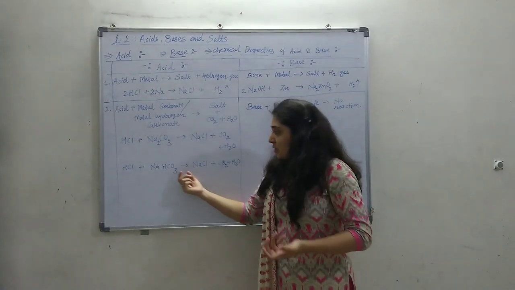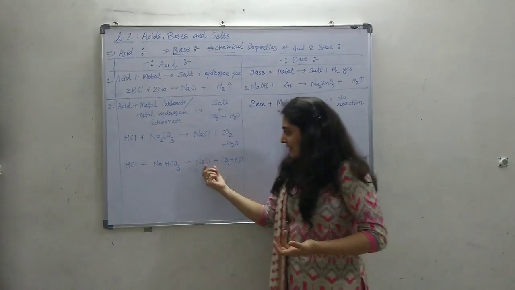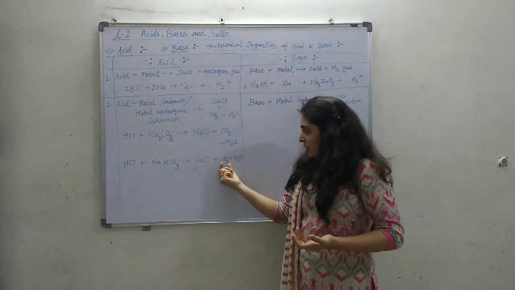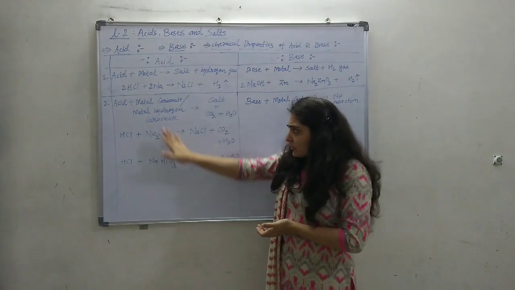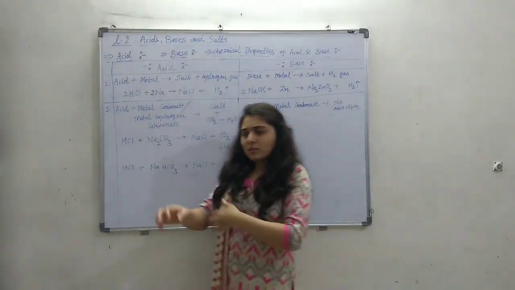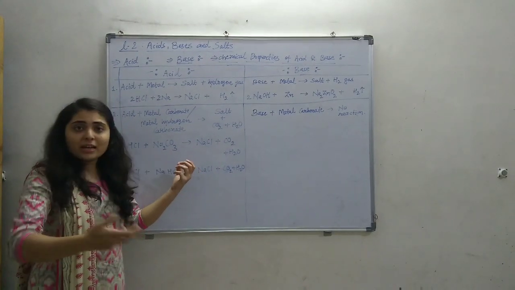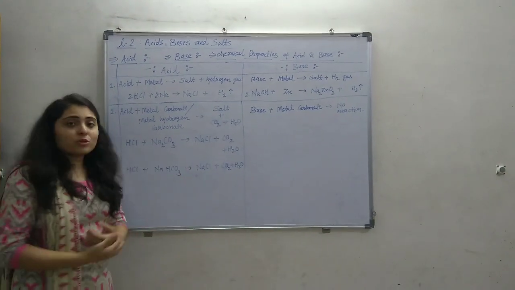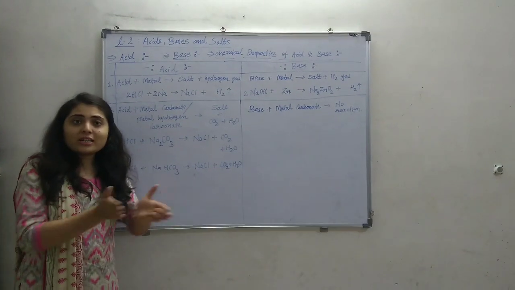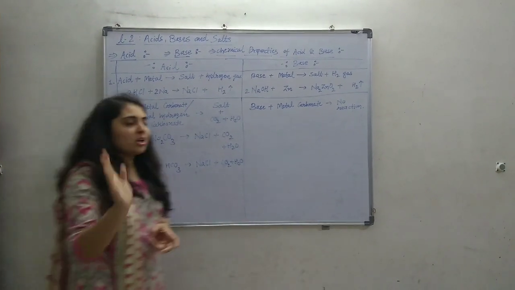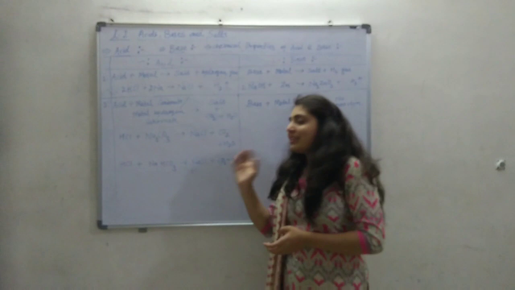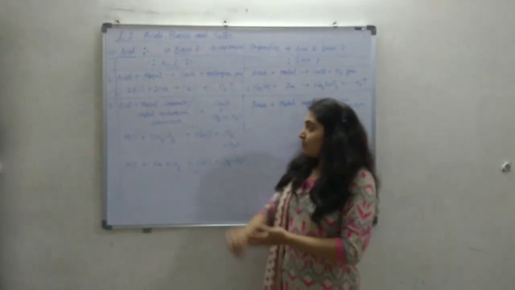With that, it is giving the same reaction, that is NaCl, salt, carbon dioxide and water. So any acid reacting with a metal carbonate or bicarbonate gives salt, carbon dioxide and water. Remember, carbonate means it will definitely release carbon dioxide, salt and water.